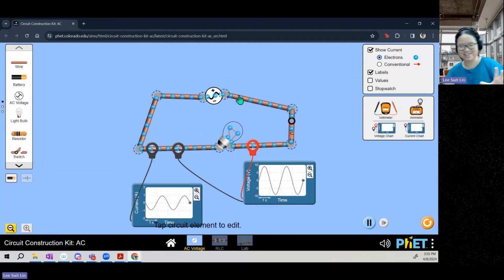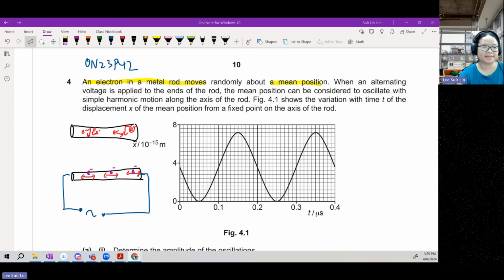It looks like, if you just look at it, the electron is moving clockwise and counterclockwise, but actually no, the electron just oscillates at this position. And you can see the AC tracing here and here. Okay. So this is what is going on. You will see this is the vibration of the electron about the mean position.